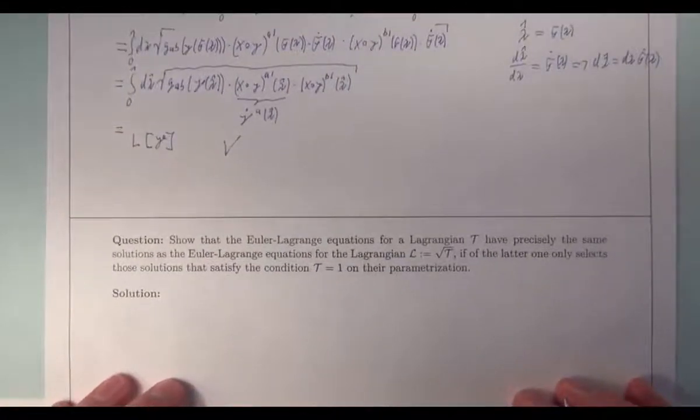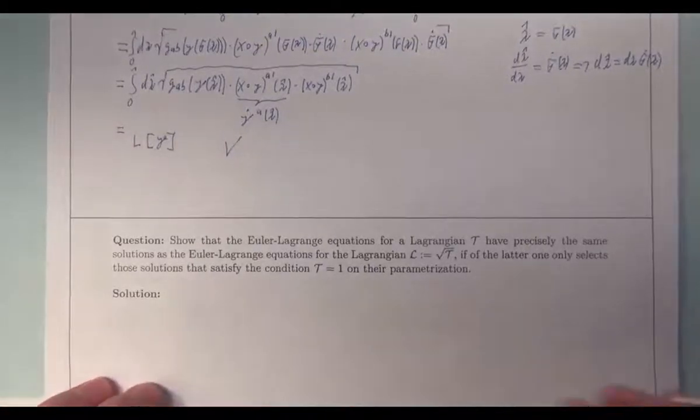Question 2. Show that the Euler-Lagrange equations for the Lagrangian T have precisely the same solutions as the Euler-Lagrange equations for the Lagrangian L, which is defined as the square root of T, if of the latter one only selects those solutions that satisfy the condition T equals 1 on their parametrization. Okay?